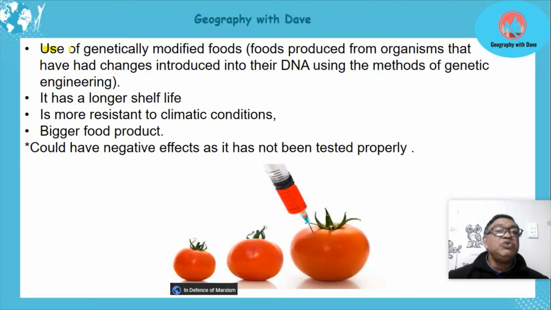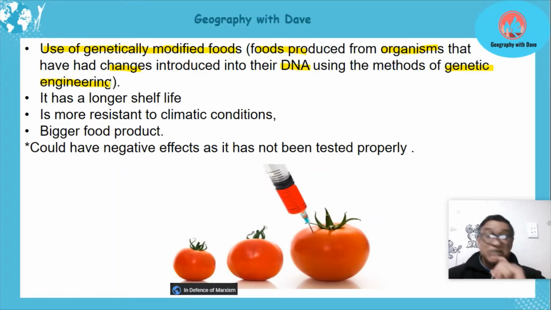Then use of genetically modified foods. Okay, that's another way of promoting food security. Just a little about genetically modified foods. I don't like just to give you the word or the concept and then not give you a little explanation. What they do there is foods produced from organisms that have had changes introduced in their DNA by using methods of genetic engineering. The DNA has been altered scientifically.